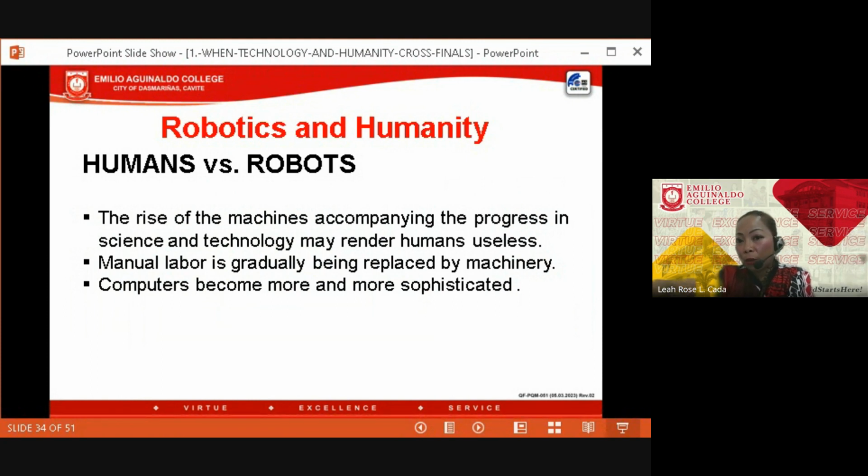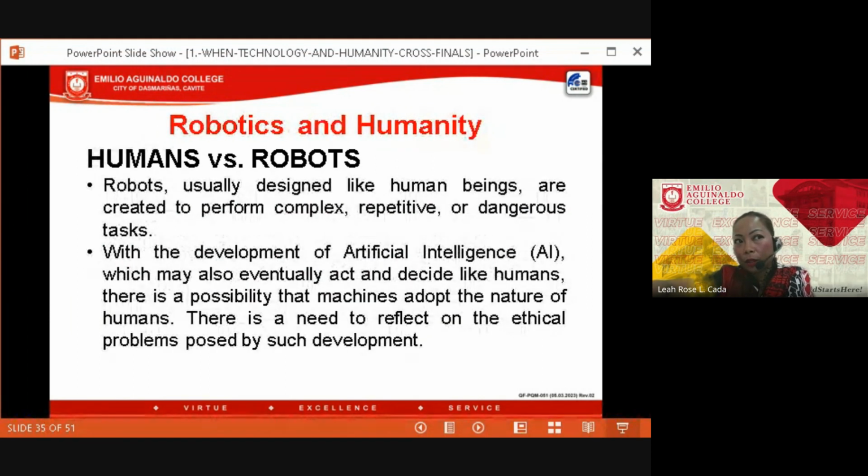machines that are doing the job for the number of people. Okay, manual labor is gradually being replaced by machinery as well. Computers have become more and more sophisticated. So even at present, mas sophisticated nga eh. Diba? So, robots are usually designed like human beings. Dati machine-like ang robots lang. Ngayon, like human beings na. Okay? They are created to perform, say, complex, repetitive, or dangerous tasks.